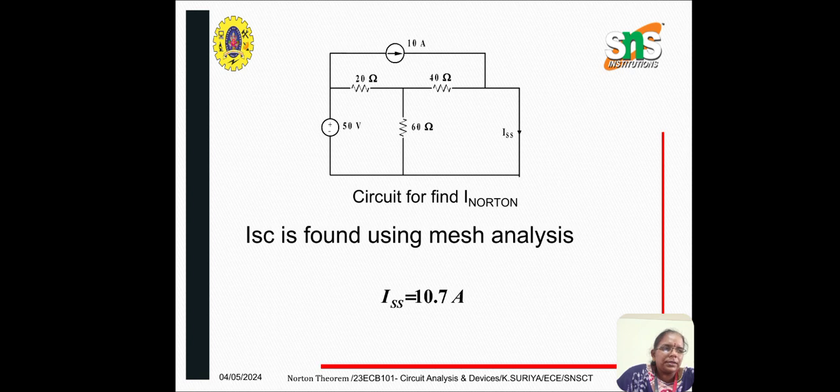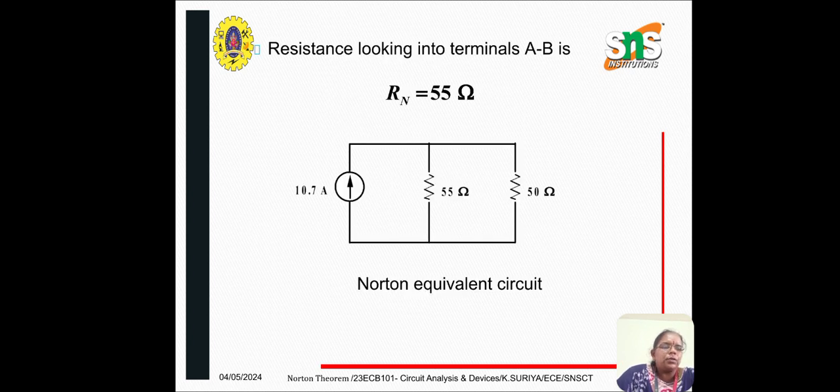So here the current is mentioned as ISS. You can find out the current by using the mesh analysis. Here you are having 3 loops, so you can write 3 equations and find out the current ISS, which is your current. So you will be getting it as 10.7 amps. Next you want to find out the resistance.